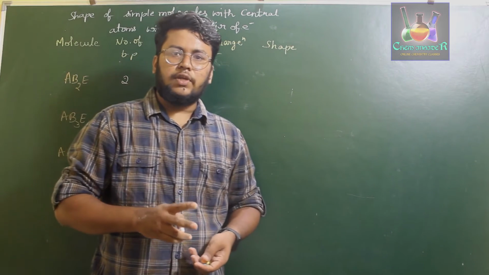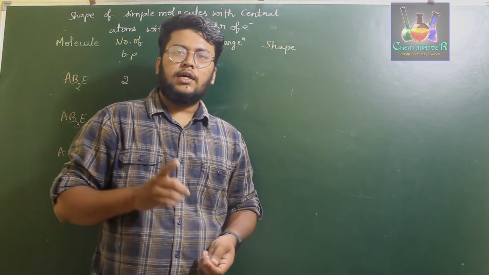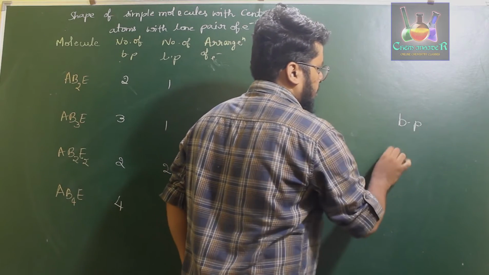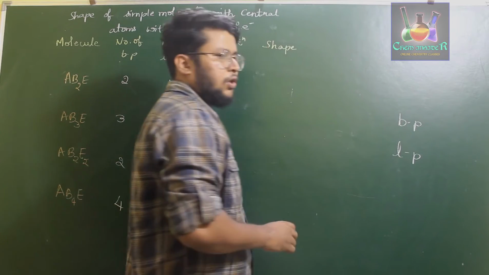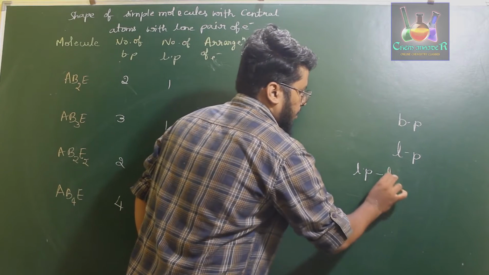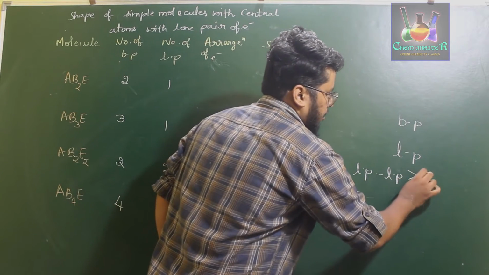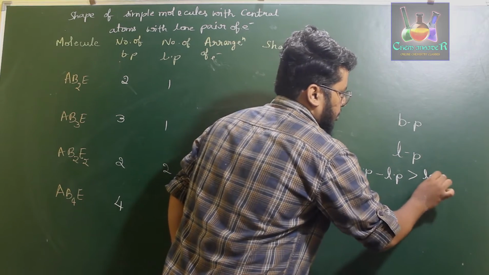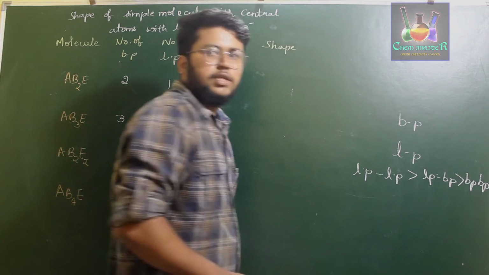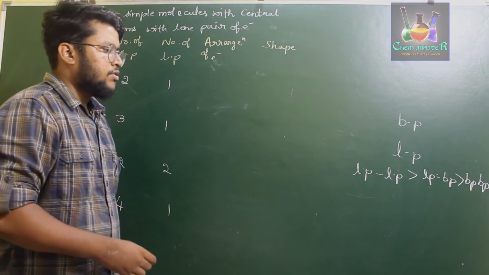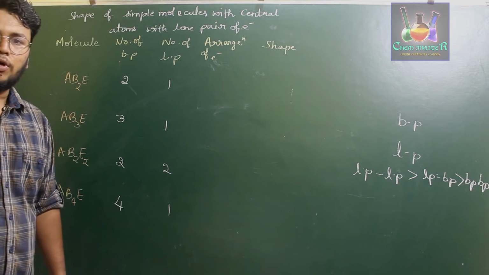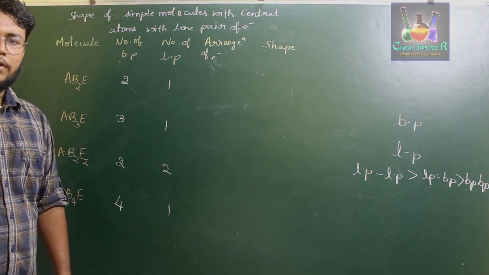Before starting this topic, one thing we have to refresh from the previous video: there are two types of electrons in the valence shell, non-bonding electrons and bonding electrons. Bonding electrons are called the bonding pair and non-bonding electrons are called the lone pair. Further, we learnt that lone pair-lone pair repulsion is greater than lone pair-bond pair repulsion, which is greater than bond pair-bond pair repulsion. So remember this order.